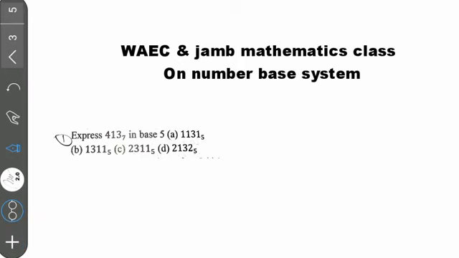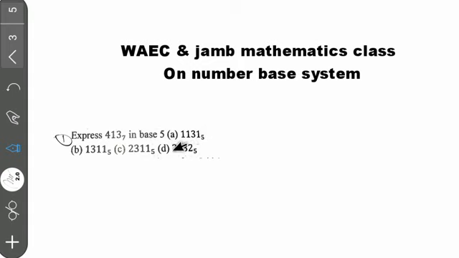I think I explained it yesterday. When you have a question like this, we have three types of conversion in number base system: one from another base to base 10, one from base 10 to another base, and the last one from one base to another base.